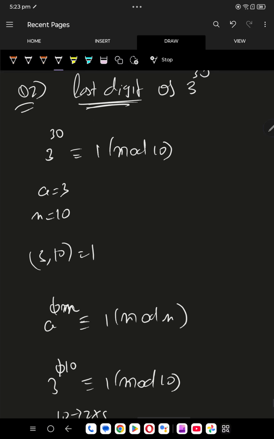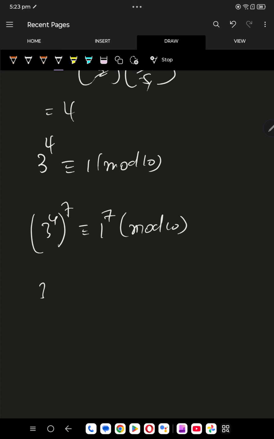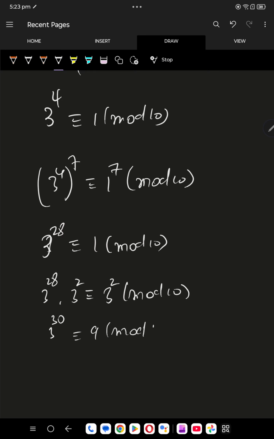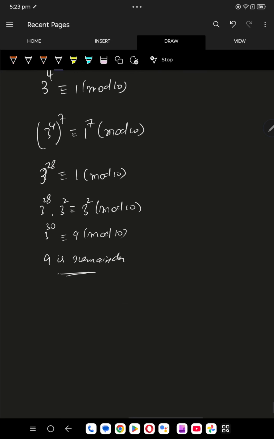But do we need 4? No. What do we need? We need 30. So the nearest multiple of 4 is 28. So 3 power 4 into 7 is congruent to 1 power 7 mod 10. So 3 power 28 is congruent to 1 mod 10. So 3 power 28 into 3 square is congruent to 3 square mod 10. 3 power 30 is congruent to 9 mod 10. Therefore 9 is the remainder. That's it. Wasn't it easy? Okay, let's move to the next question.